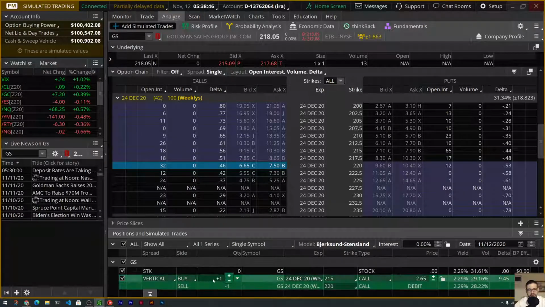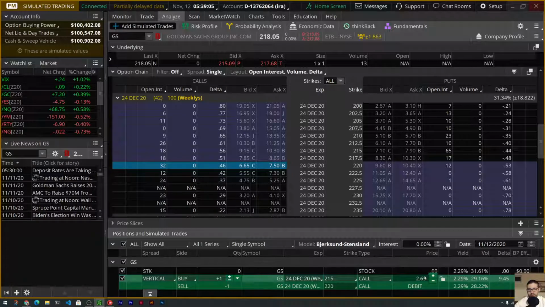I built one contract because I've changed my default settings so that I only do one contract, because I do subscribe to most, probably all, but for sure most of the Tasty Trade mechanics of trading small and trading often. So there it is. We're looking at a debit of 265.